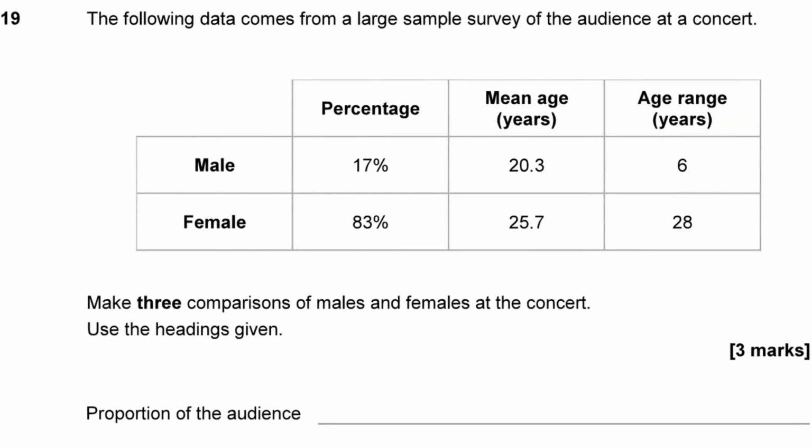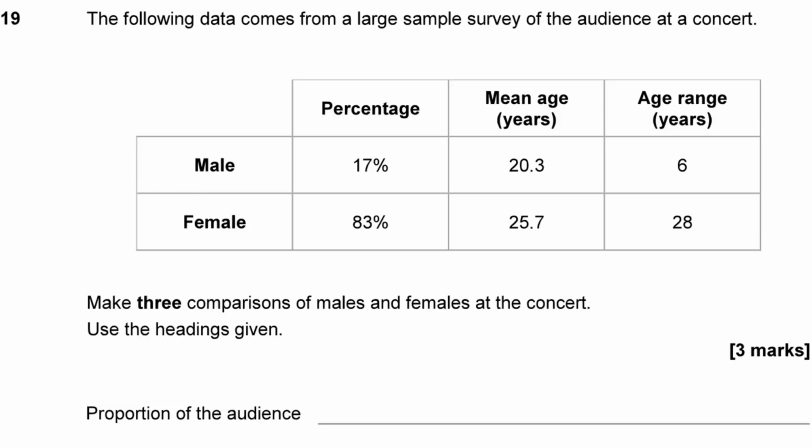Question 19. The following data comes from a large sample survey of the audience at a concert. So we've got male and female on one side, and we've got a percentage. So that's a percentage, I suppose, of how many people attended. Their mean age and their age range. Okay, so let's make 3 comparisons of male and females at the concert using the headings given.